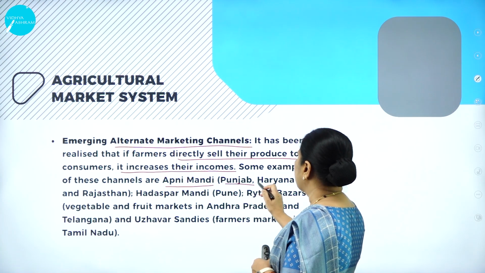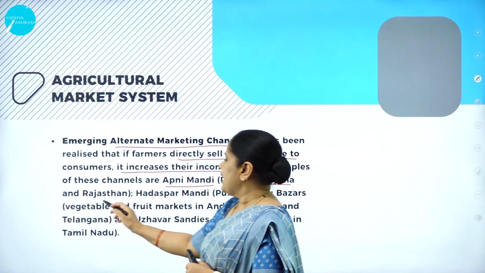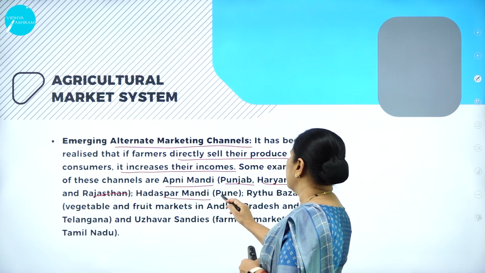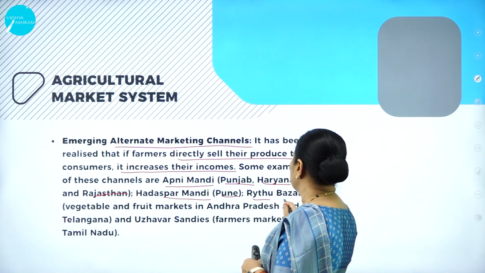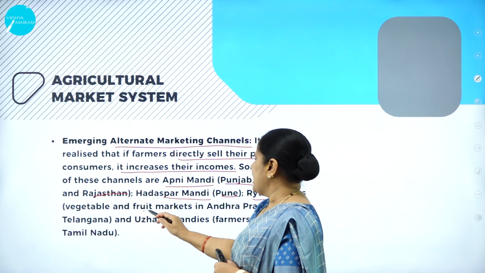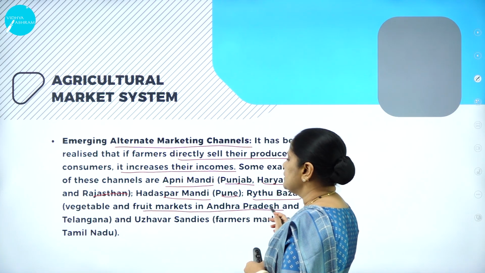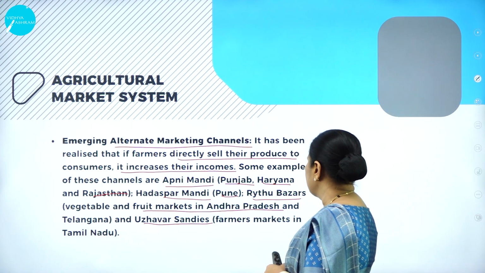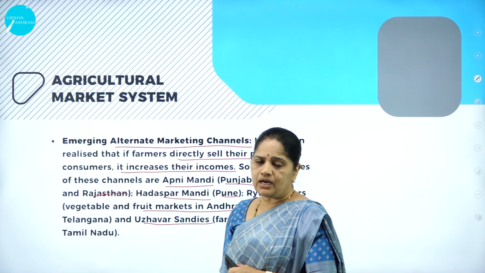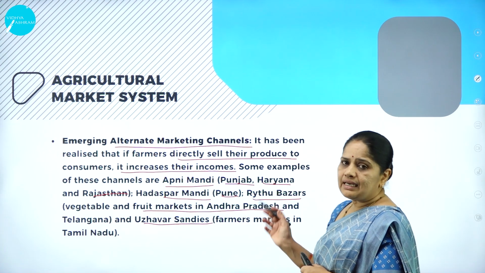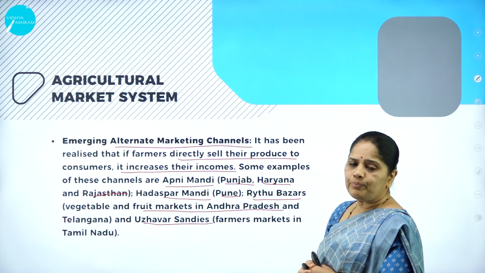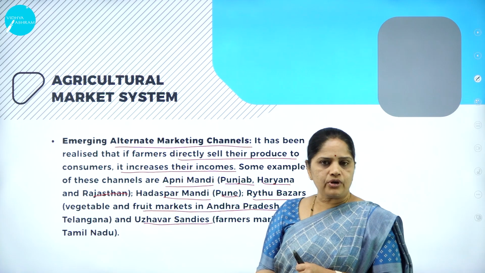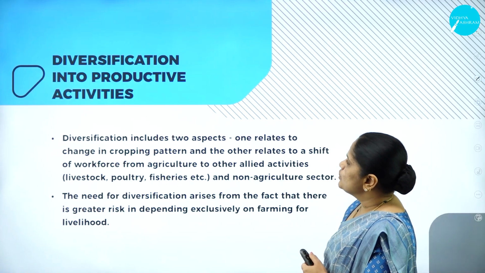It is more active in Punjab, Haryana and Rajasthan. Hadaspar Mandi is there in Pune. Raitu Bazaars, that is vegetable and fruit markets, are in Andhra Pradesh and Telangana, and Uzhavar Sandhais, farmers markets, are in Tamil Nadu. So these are the various marketing channels which have been opened by the government to see that the farmer directly sells his produce to the ultimate consumers.